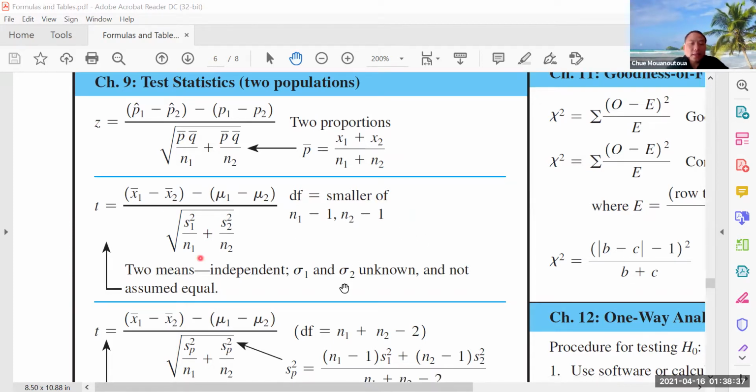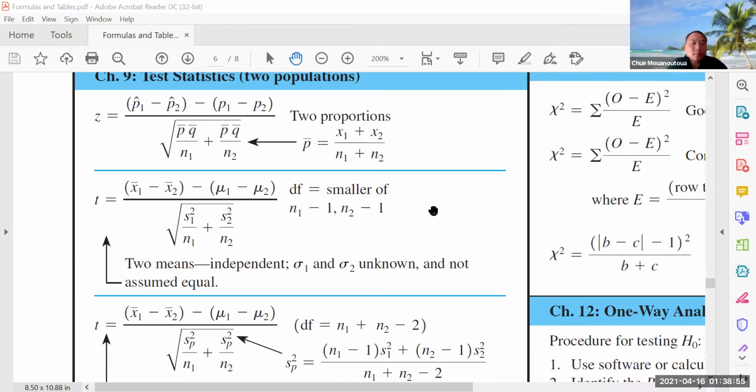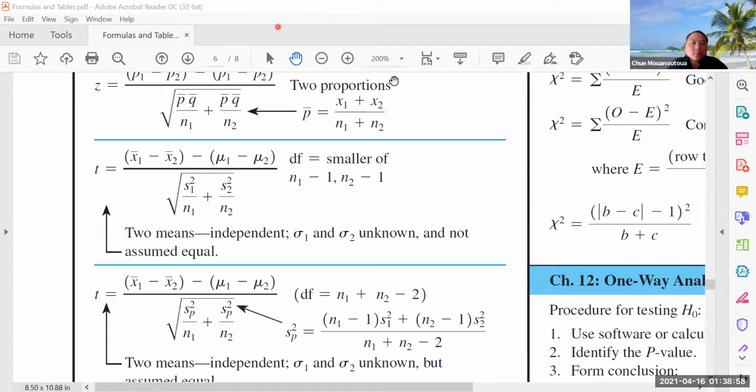Now here again, if we don't know sigma 1, sigma 2, then we have to use the t-test, the test statistic t. But the formula is not that bad, right? Look at that. Now here's the degree of freedom. It says df is the smaller of n1 minus 1 and n2 minus 1. Whichever is smaller, pick that one as your degree of freedom.